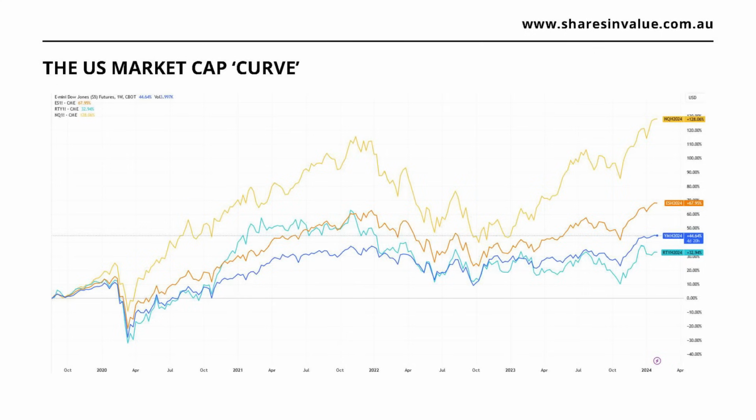So what's happened as interest rates have gone up? The riskier end of the market has suffered, and those small caps have not kept pace. That divergence has been playing out recently while those interest rates are going up.